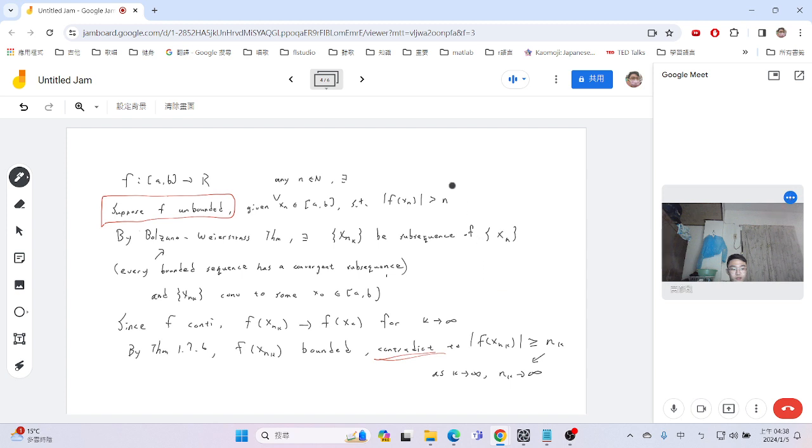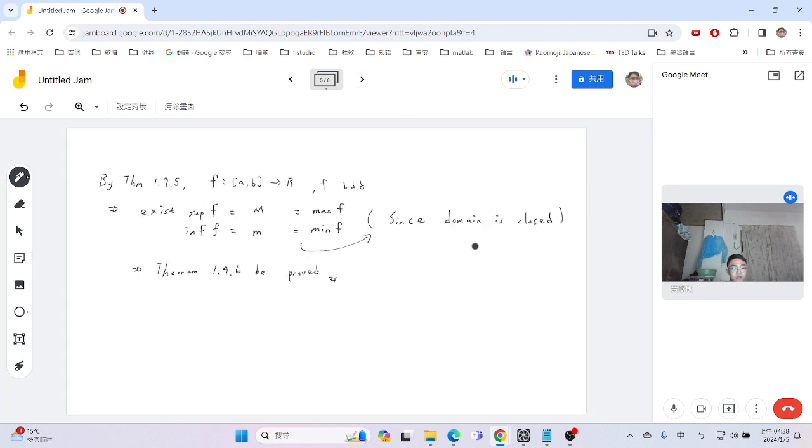Then we will use theorem 1.9.5 to prove theorem 1.9.6. Briefly speaking, because the function is bounded, it has a greatest lower bound and least upper bound. And because the domain is a closed interval, we can find an extra number in the domain that makes the function f equal to the least upper bound and the greatest lower bound.